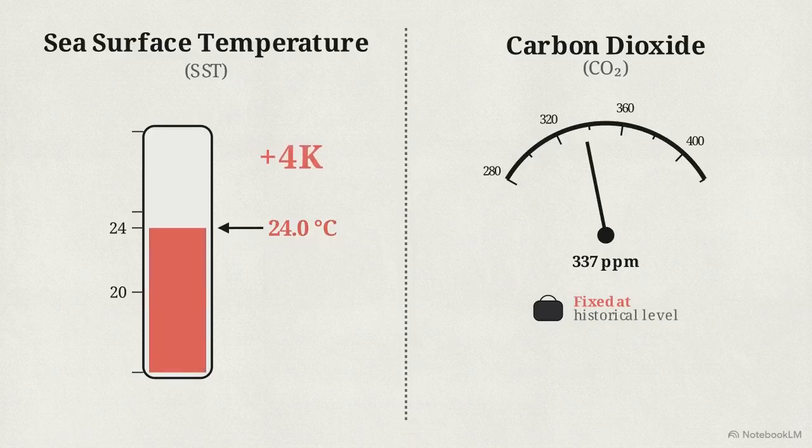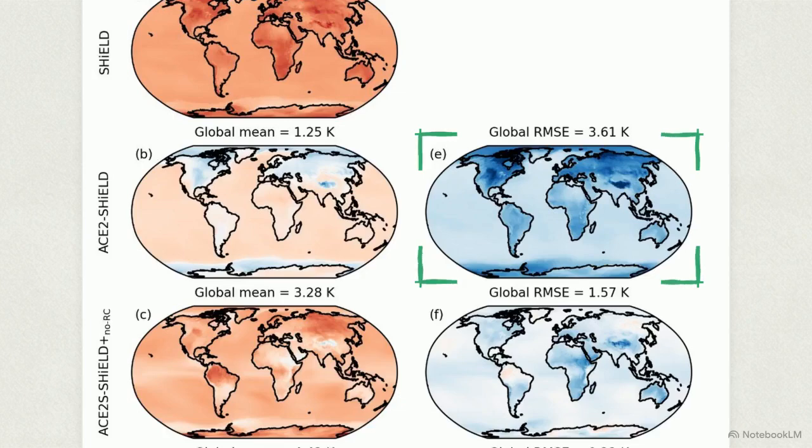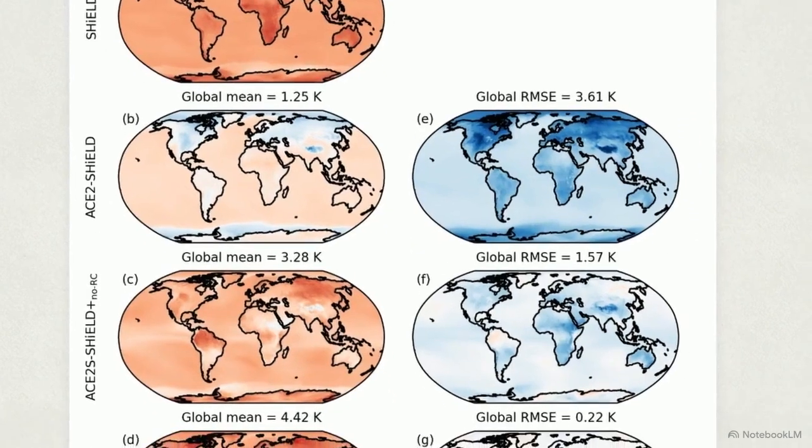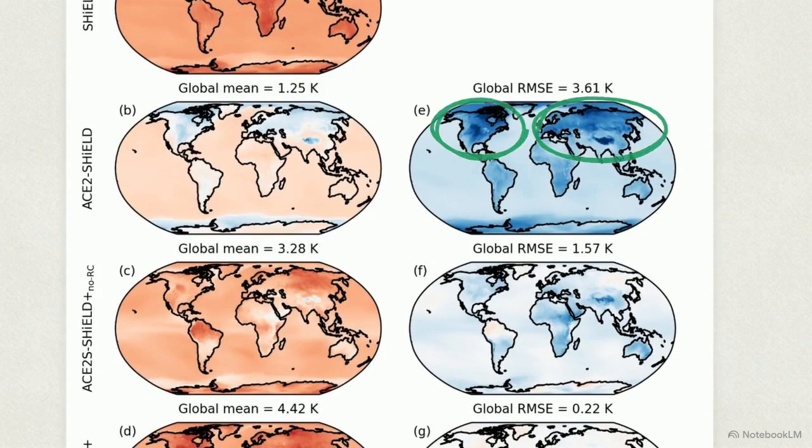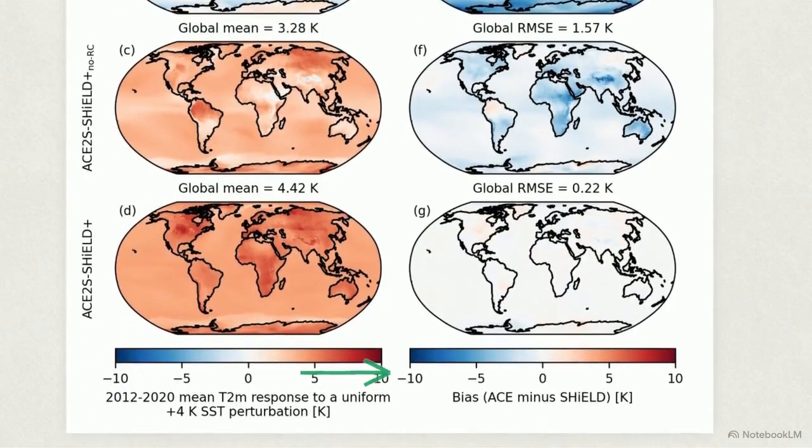historical levels. This map displays the 2-meter temperature response in the previous generation ACE2 SHIELD model. Despite a uniformly warmed ocean, the emulator erroneously predicts significant temperature drops over land masses and sea ice. The darker the blue, the more severe the unphysical cooling.